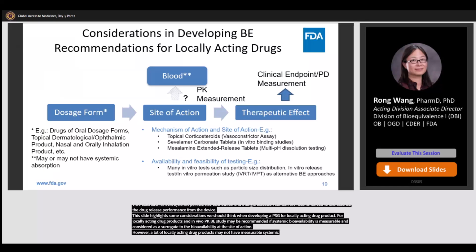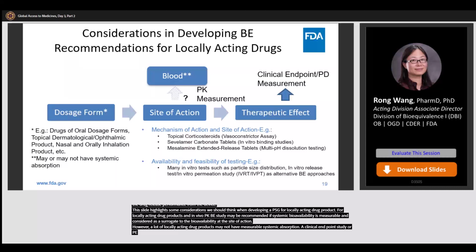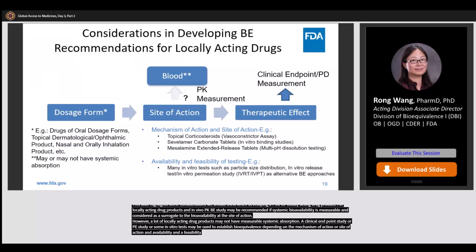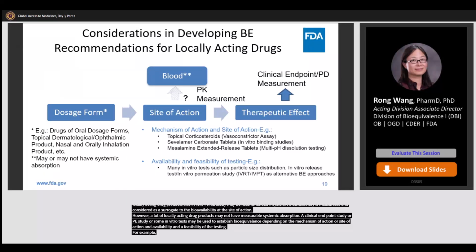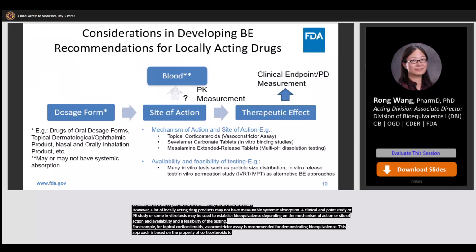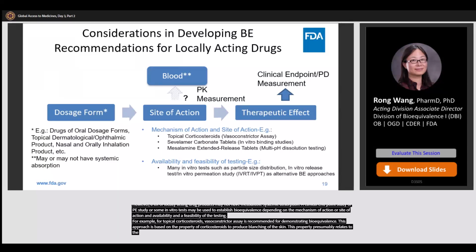A clinical endpoint study or PD study or some in vitro tests may be used to establish bioequivalence, depending on the mechanism of action or site of action and availability and feasibility of the testing. For example, for topical corticosteroids, the vasoconstrictor assay is recommended for demonstrating bioequivalence. This approach is based on the property of corticosteroids to produce blanching of the skin. This property presumably relates to the amount of drug entering the skin and thus becomes a possible basis for the comparison of drug delivery from two formulations.